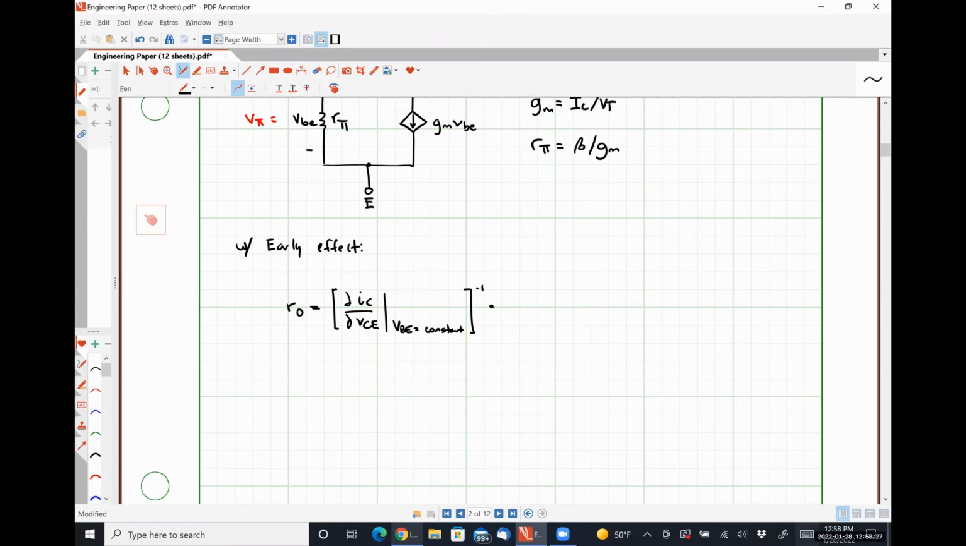And I'm not going to make you suffer through the math there. This resistance is simply VA, the early voltage, plus VCE over IC, or it can be expressed as VA divided by IC prime, where IC prime represents our collector current with early effect neglected.